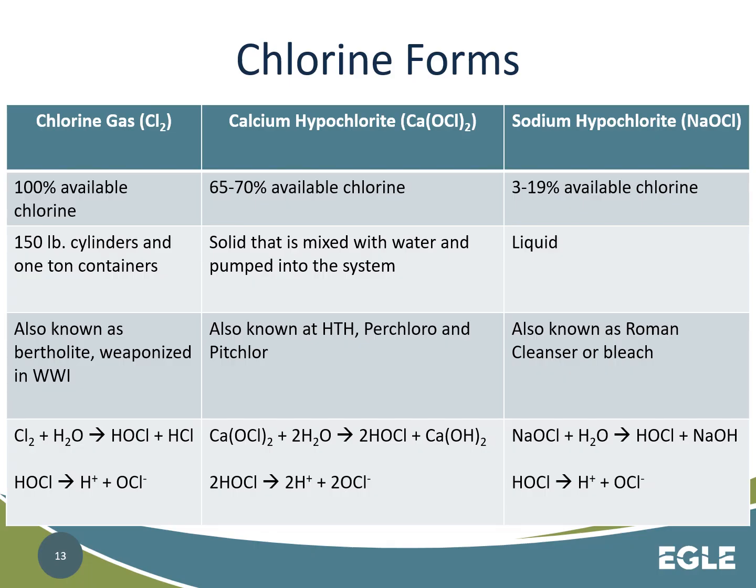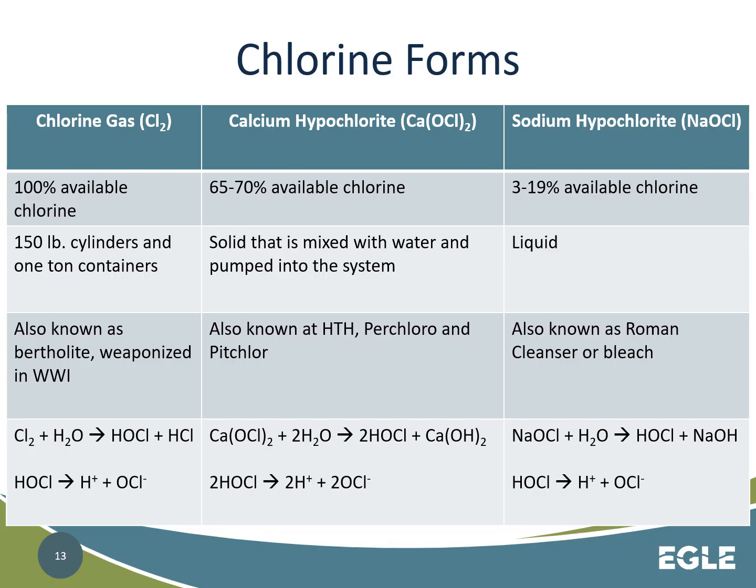Now, the chlorine gas is typically around 98 to 99% available chlorine. We just say 100 for ease of calculations. Calcium hypochlorite is around 65 to 70% available chlorine by weight. And I want to discuss this because in the practice problems, we'll be using those percentages, and I just want to give a clear background of what that means.